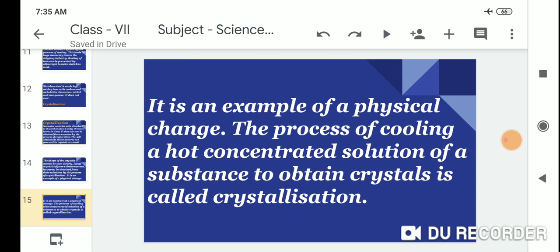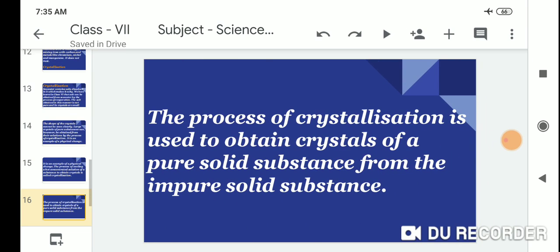The process of cooling a hot concentrated solution of a substance to obtain crystals is called crystallization. The process of crystallization is used to obtain crystals of a pure solid substance from an impure solid substance.